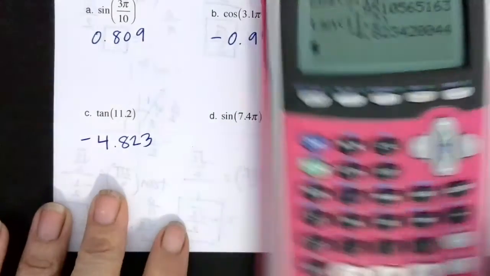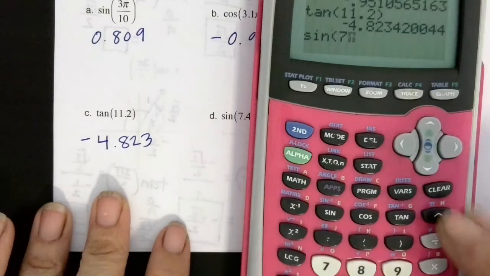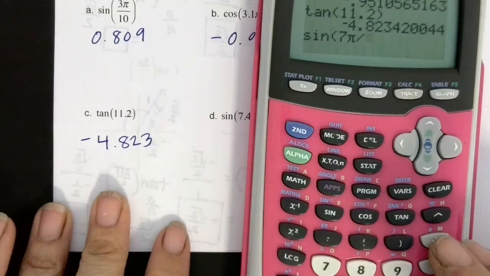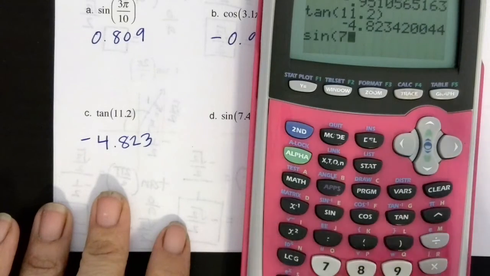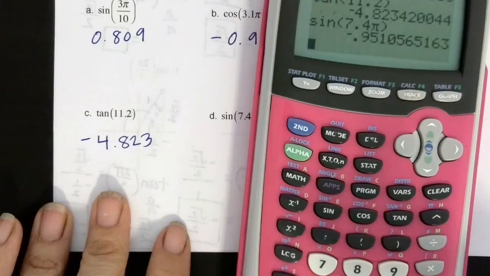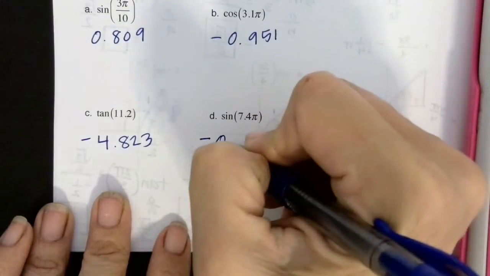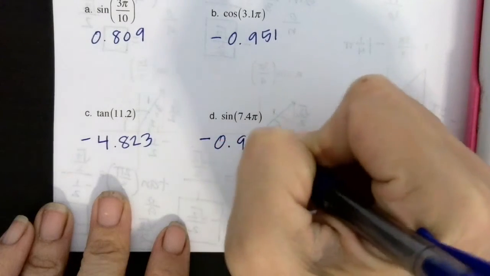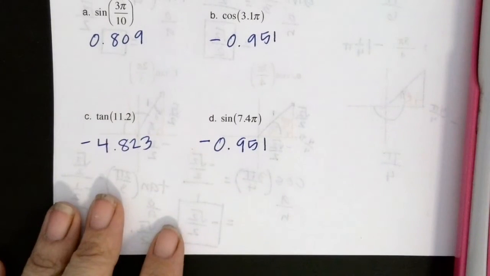4.823. And last but not least, the sine of 7.4 pi is what I meant to say. And we get negative 0.951. And that is it for today's lesson. Woohoo!